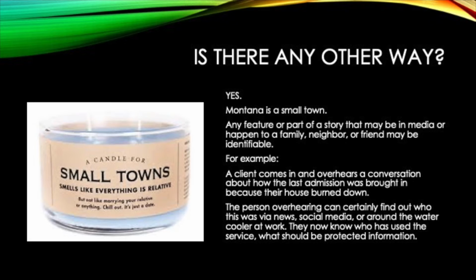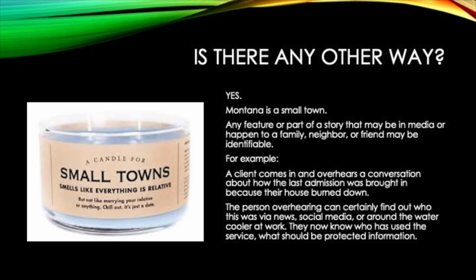So I'm sure at this point you're like, great, I only have to remember 18 things, and only 9 of them are things that we use fairly frequently. Is there any other way to violate HIPAA that is not listed in those 18 qualifiers? Yes. Montana is a small town. Any feature or part of a story that may be in media or happen to be a family, neighbor, or a friend may be identifiable.